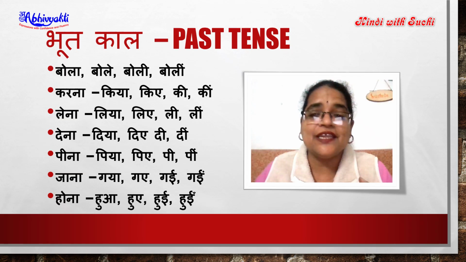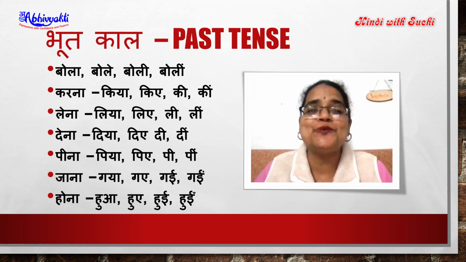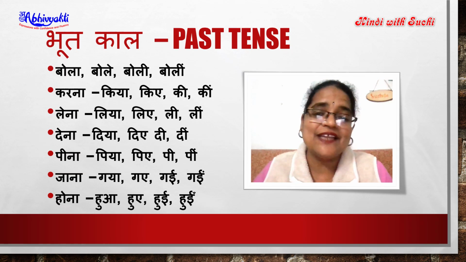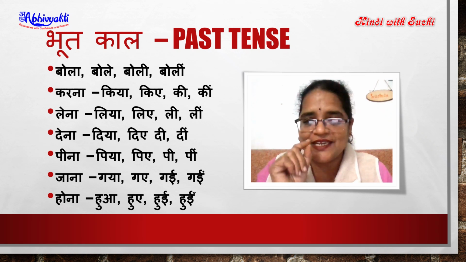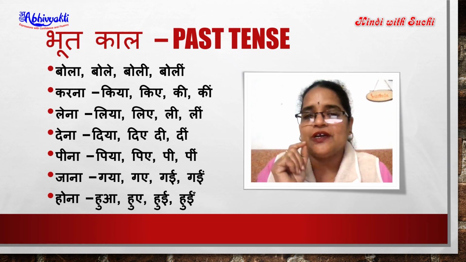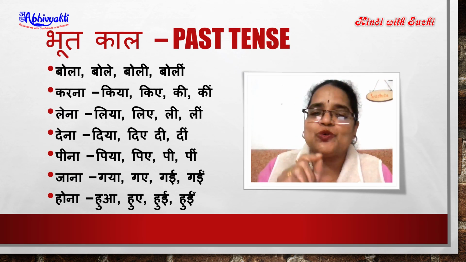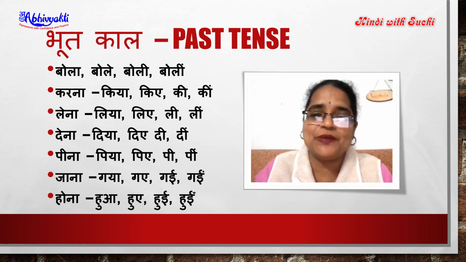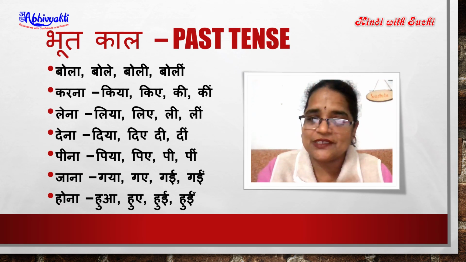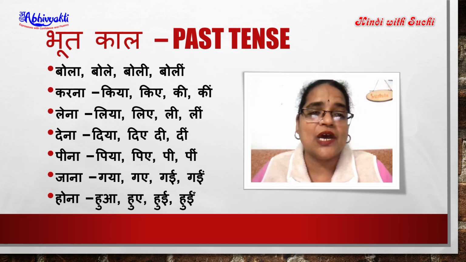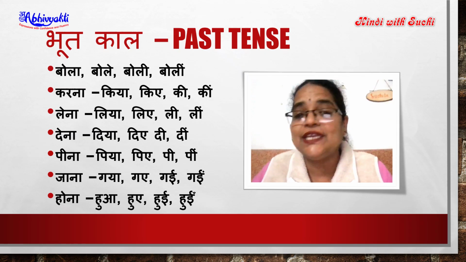Yes, in the present tense, we don't have feminine plural, but in the past tense, we do have feminine plural, and it is shown with the nasal. So the nasal sound, the dot indicates the nasal sound, and that's how the feminine plural is shown in the past tense. So you should be very careful when you are conjugating your verbs. So bolna would be bola, bole, boli, and boli.